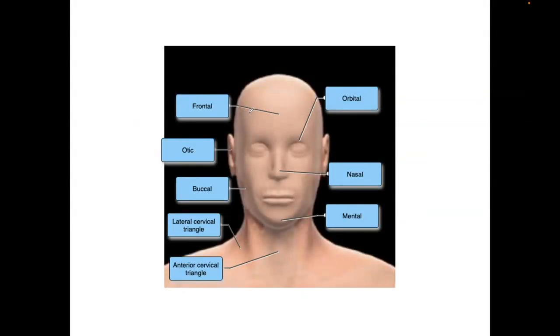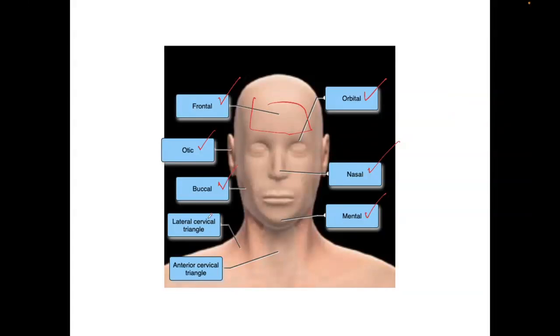So on McGraw-Hill Connect, it's kind of like a drag and drop. All these terms would be off to the side. You would click them and drag and drop to the appropriate place. So the eye would be orbital, the nose would be nasal, the chin would be mental. This part here where your frontal bone is, frontal, the ear is otic, the cheek is buccal.